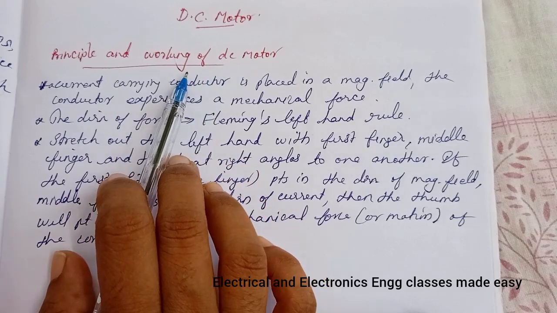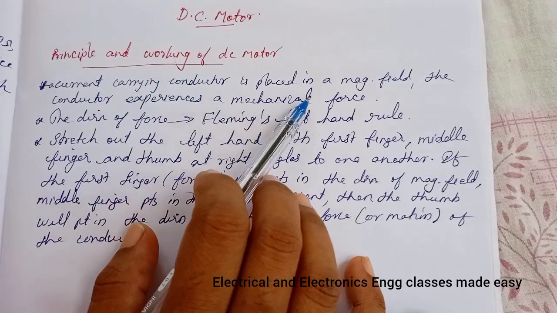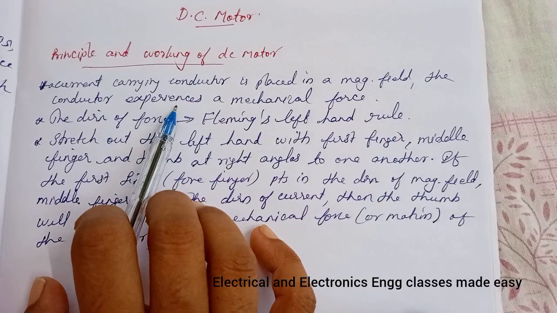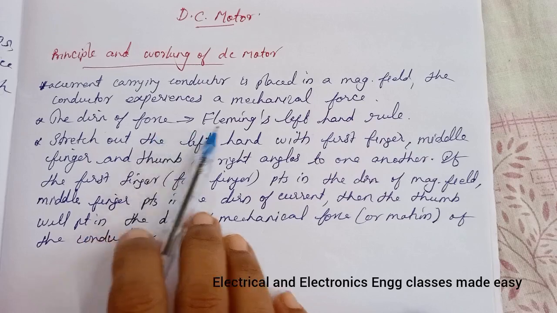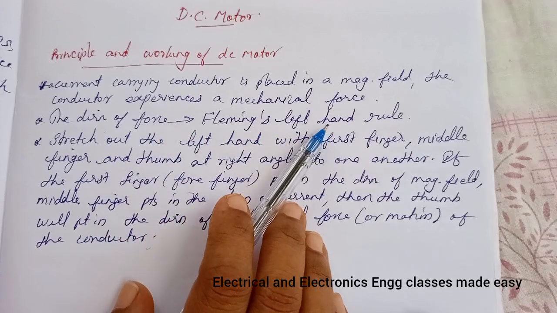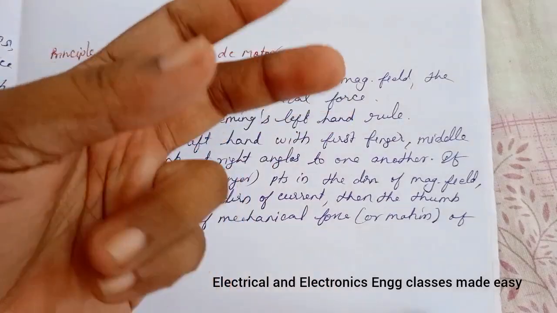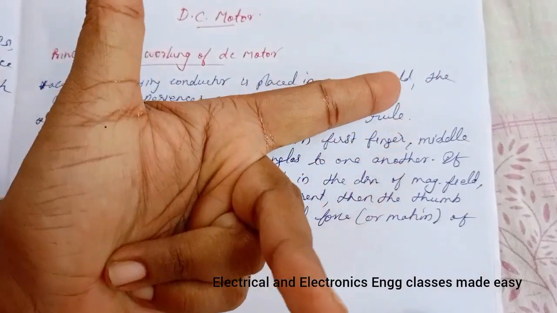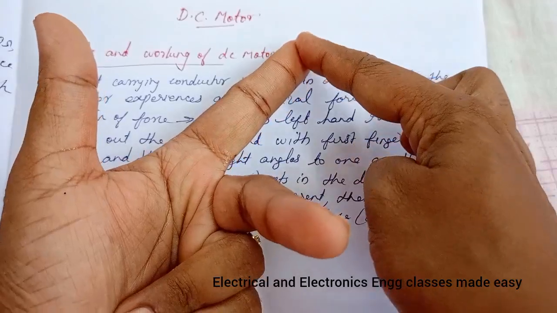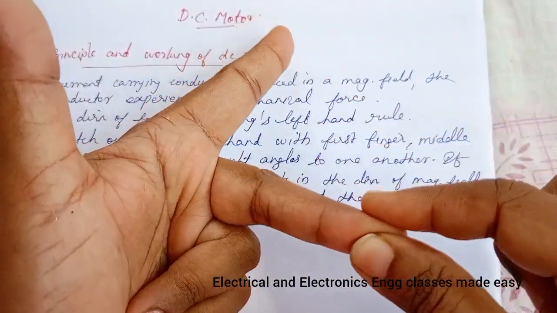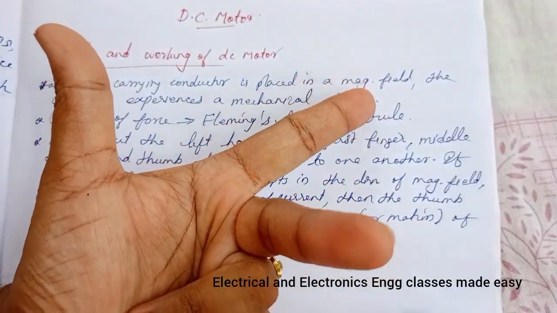DC motor operation is based on the principle that when a current carrying conductor is placed in a magnetic field, the conductor experiences a mechanical force, and the direction of this force is given by Fleming's left hand rule. And Fleming's left hand rule states that stretch out the left hand with first finger or the forefinger, then middle finger and the thumb at right angles to one another.